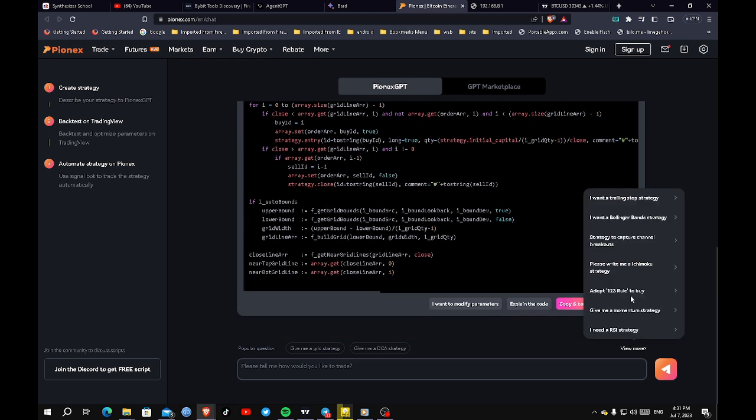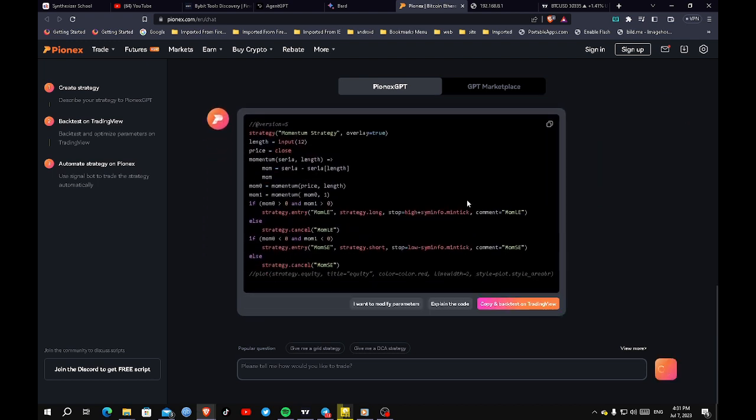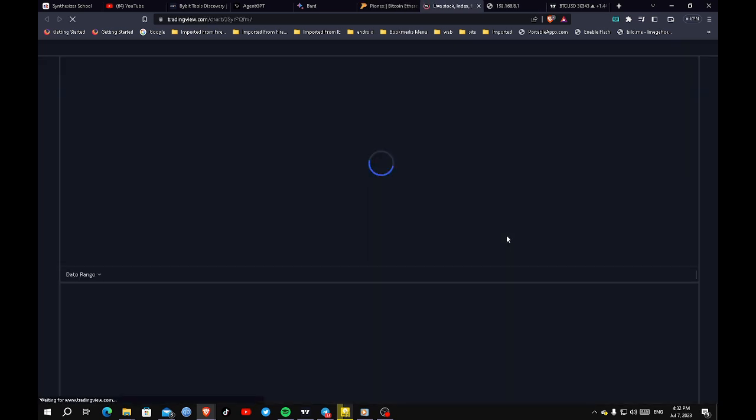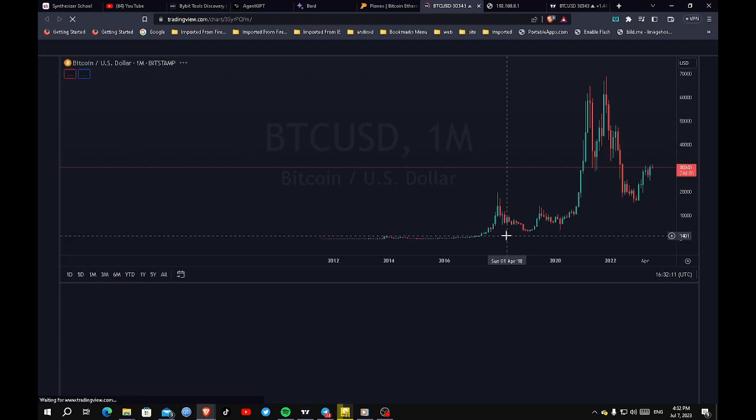Okay. You also have a lot of presets. You can even use it to give you a momentum strategy. At 1.88%. Okay, let's check it on TradingView and see how well it does.